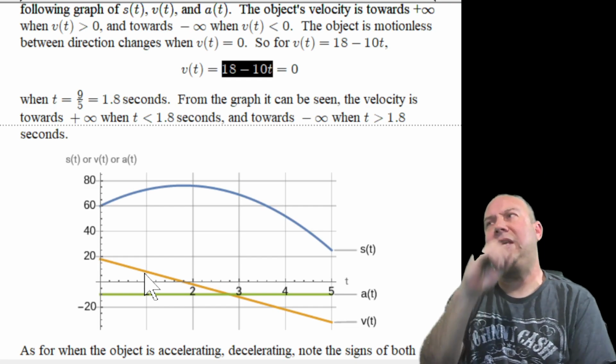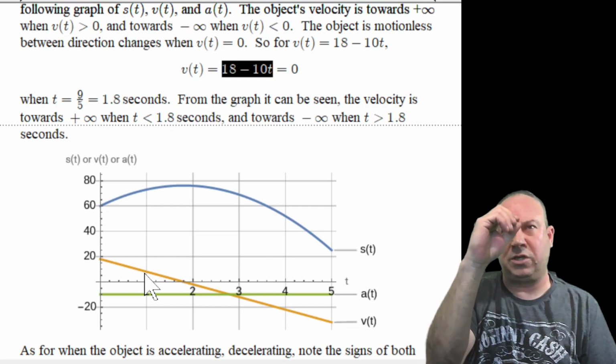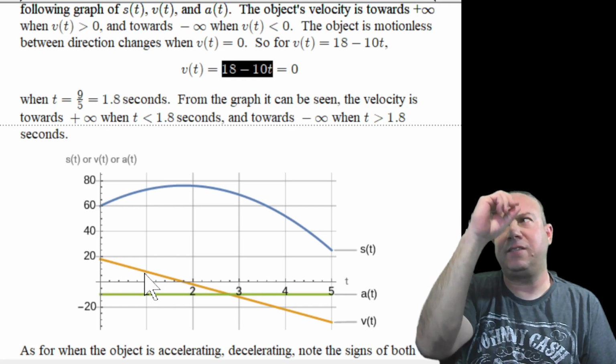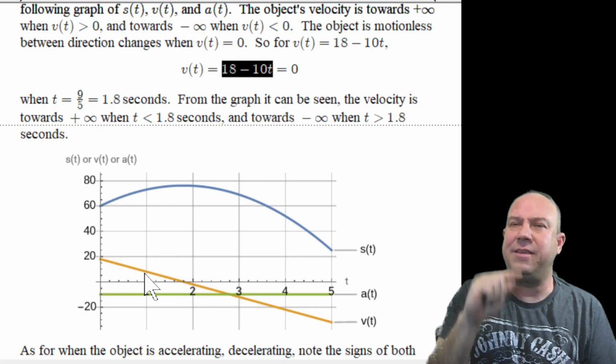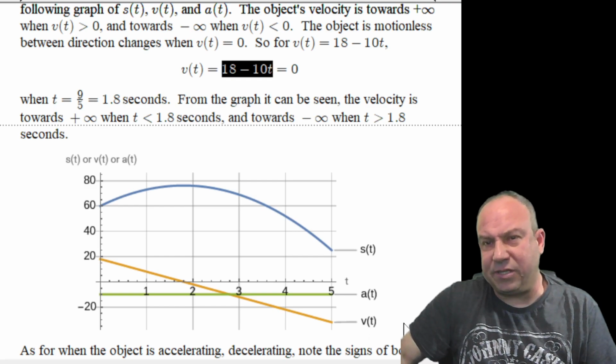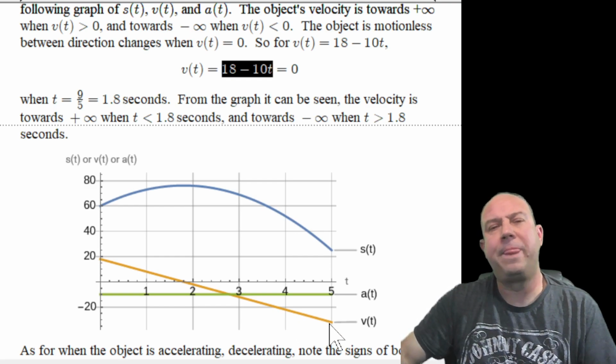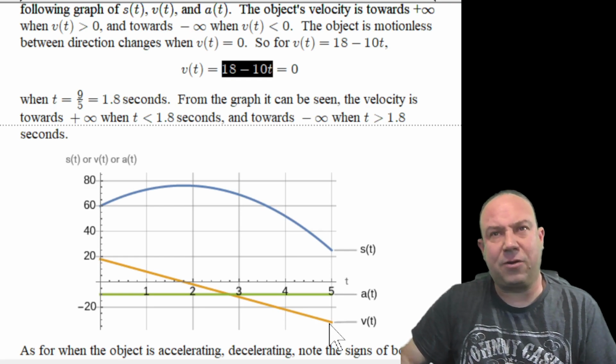It was slowing down before it was motionless, and then after it's motionless, as it begins to head in the other direction, it's actually speeding up in the negative direction. That's where we see these larger and larger velocities in their absolute values.